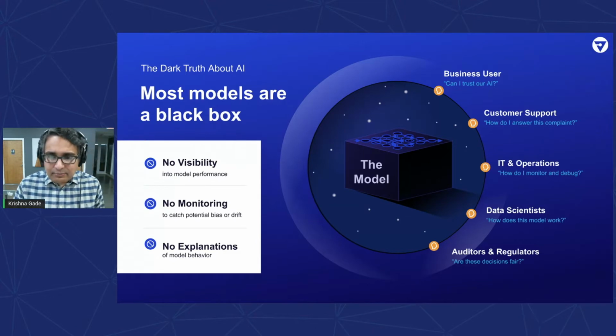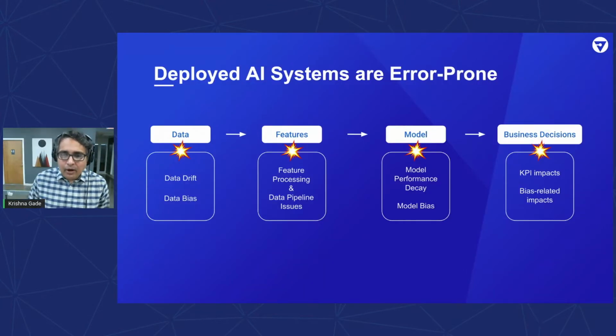So where are these problems coming from? The problem is that AI is such a complex system to deploy that most of the time the deployments are error prone. And you can have errors coming from various different places. Your data that you're supplying to the model in production could be very different from the data that you trained with. And it can actually drift over time.